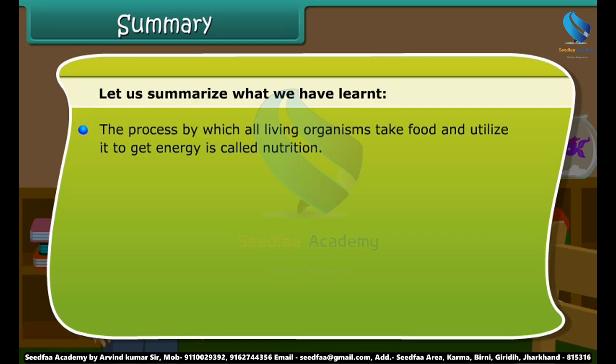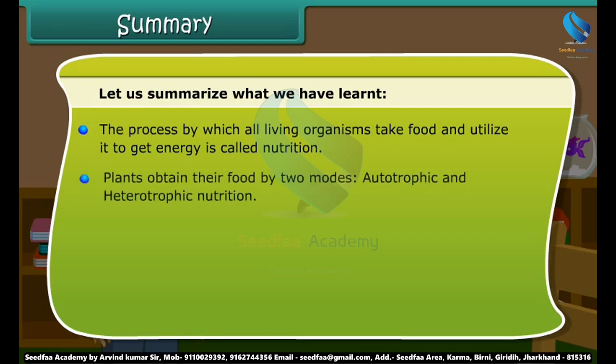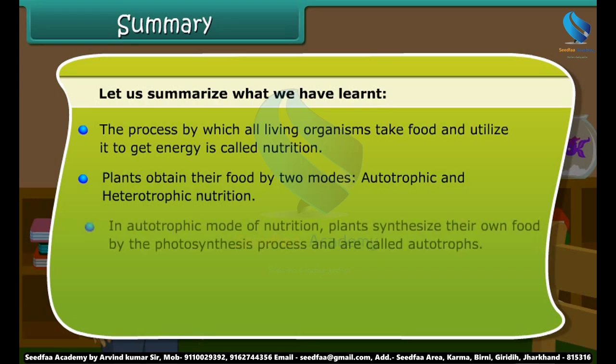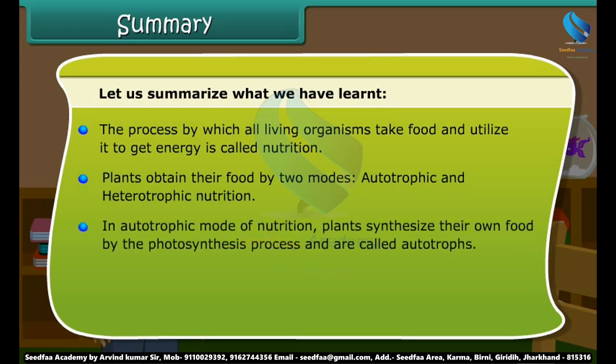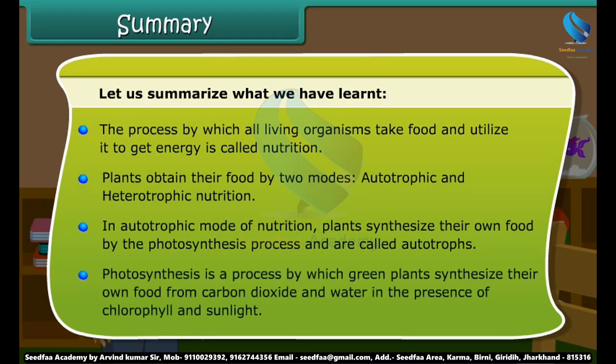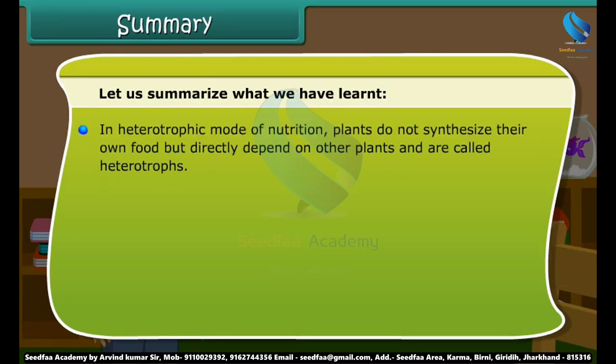Photosynthesis is a process by which green plants synthesize their own food from carbon dioxide and water in the presence of chlorophyll and sunlight. In heterotrophic mode of nutrition, plants do not synthesize their own food, but directly depend on other plants and are called heterotrophs. Parasitic plants obtain their food directly from other plants, which are known as host. The mode of nutrition in which organisms take in nutrients from dead and decaying matter is called saprophytic nutrition.